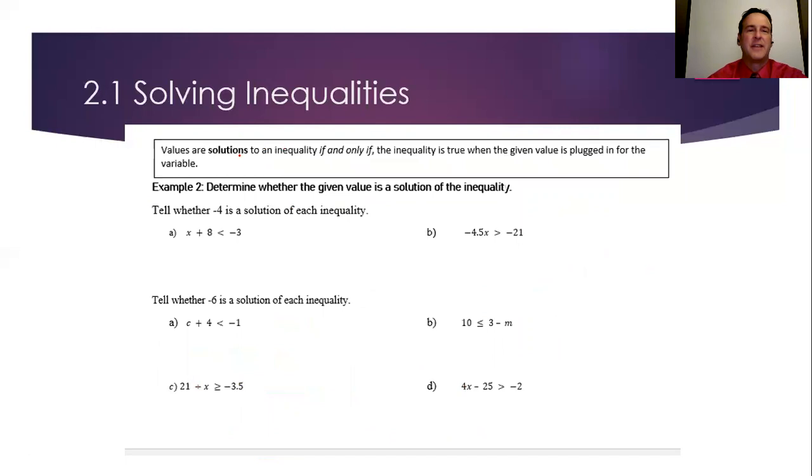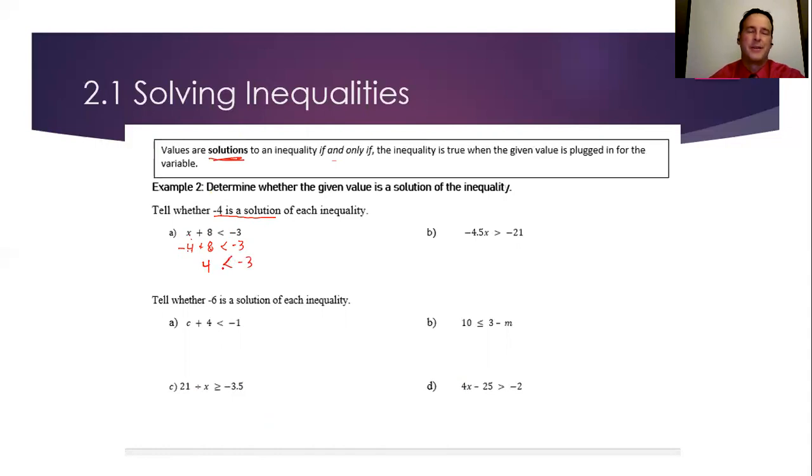Now it says values are solutions to the inequality if and only if the inequality is true when the given value is plugged into the variable. Negative 4 could be a solution if you plug it in and it makes sense. So I'm going to take negative 4, plug it into my x, and see if it's true. This gives me negative 4 plus 8. You can do that in a calculator if you want. That gives you 4.